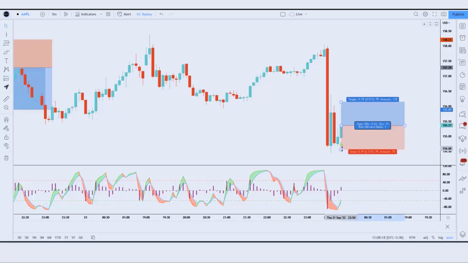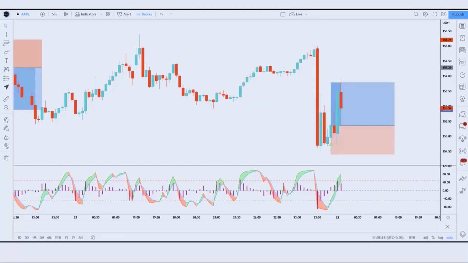Our stop loss will be placed at the low of the previous candle. And the risk to reward ratio will be 1:1.5. The market has completely hit the target.